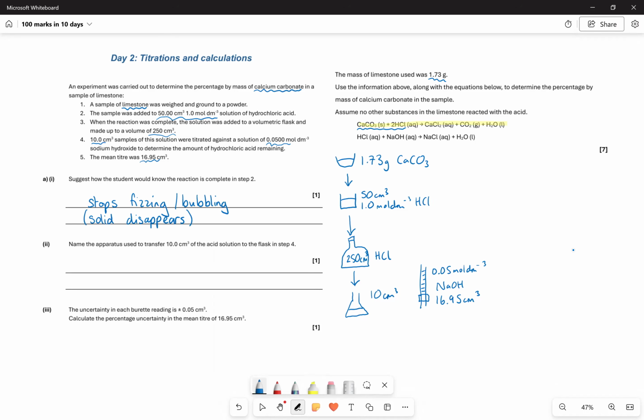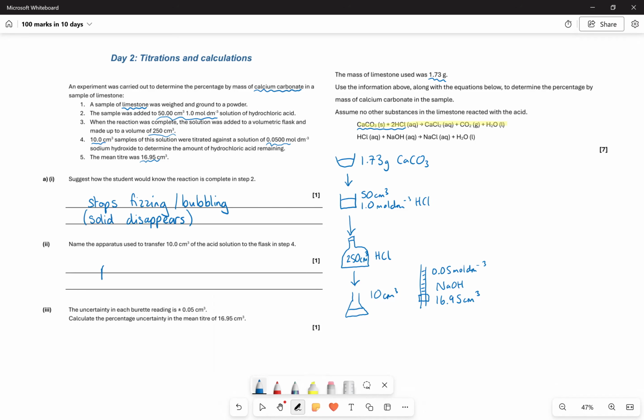It's not a pure substance. So I don't know 100% if everything else that's in limestone is actually going to react with the acid or dissolve or whatever. There might be something else in there that just doesn't do anything. There might be some bits of solid left. But if it's not bubbling anymore, then the carbonate is finished. So please, please, please always link carbonate and acid with bubbling or fizzing or effervescence.